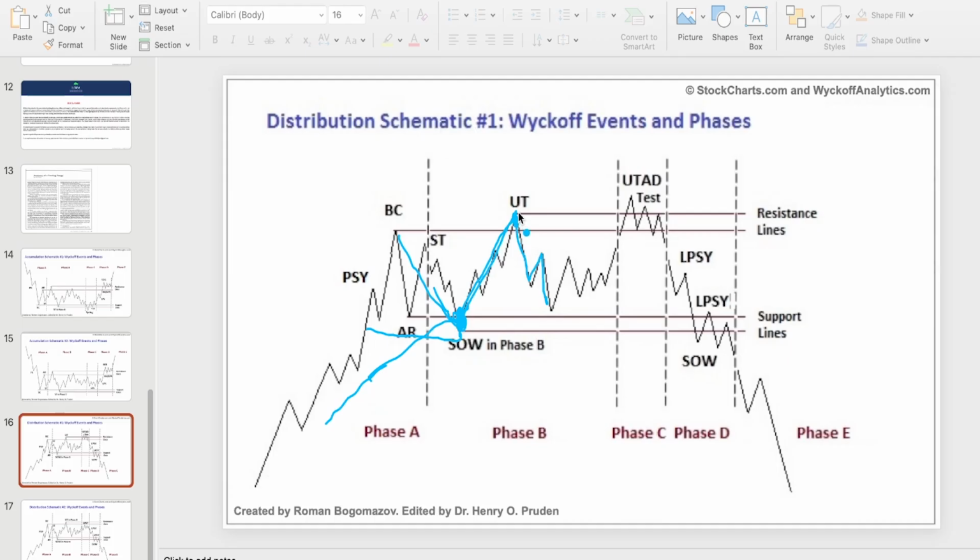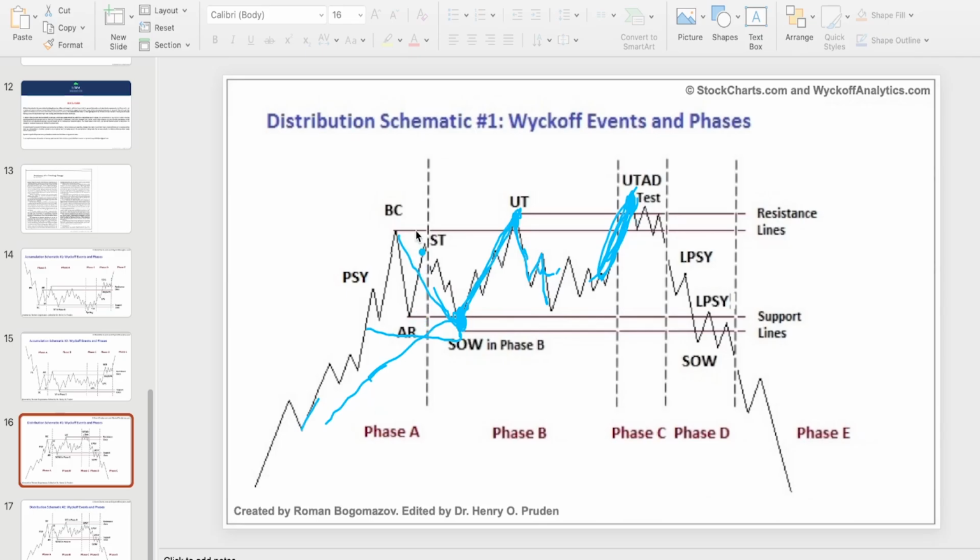The institution is going to sell into that liquidity again, which is going to cause an upthrust, and then they're just going to keep doing that in the trading range until we get to phase C, where there's going to be a second excitement that is going to create massive liquidity in the market for them to offload all the shares they've bought. This is the second thing. What happens in phase C is going to cause a change of character as well.